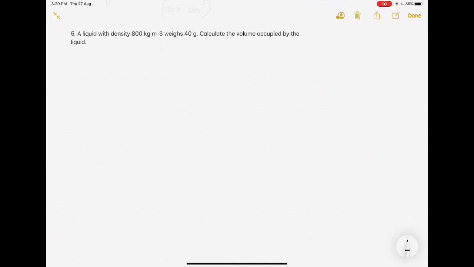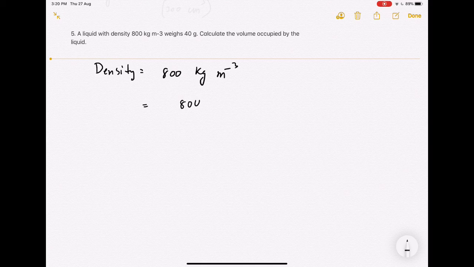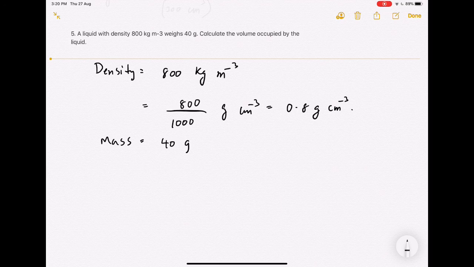So either you can convert the 40 grams into kilograms, otherwise you can convert the kilogram per meter cube of density as gram per centimeter cube. That can be convenient. So if density is given as 800 kilogram per meter cube, we know that this is also equal to 800 by 1000 gram per centimeter cube, which is equal to 0.8 grams per centimeter cube. And mass is given as 40 grams.